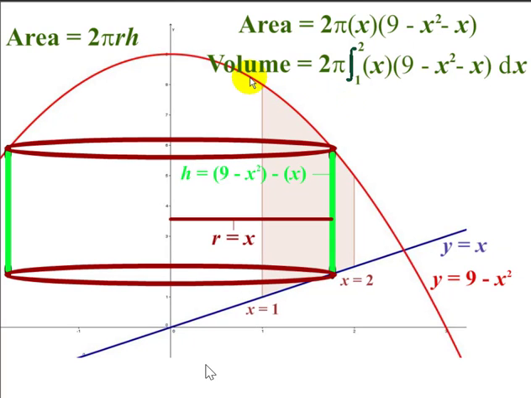So the volume is 2 pi times the integral from 1 to 2 of x times 9 minus x squared minus x dx. I worked that out on my calculator, and what I got is approximately 46.6. And that's our volume of this solid. And I'm finished with the problem.